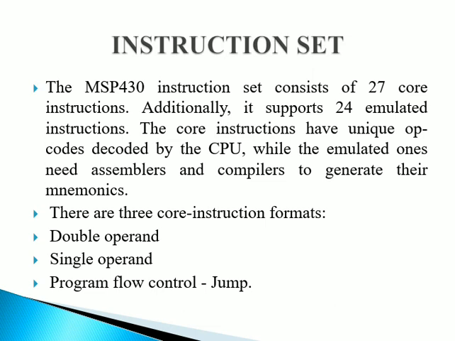Basically, when we are discussing the instruction set, your MSP 430 has 27 core instructions and additionally it supports 24 emulated instructions. These core instructions have their unique opcodes which will be decoded by the CPU, while the emulated ones need the assemblers and compilers to generate their mnemonics. There are three core instruction formats: double operand, single operand, and program flow control, that is jump.